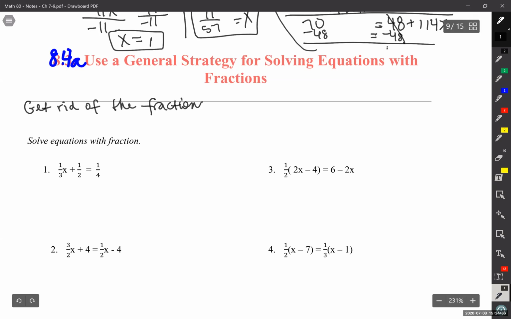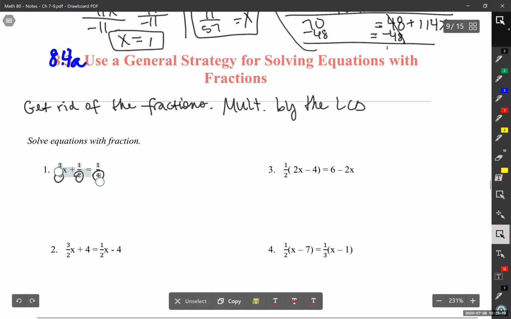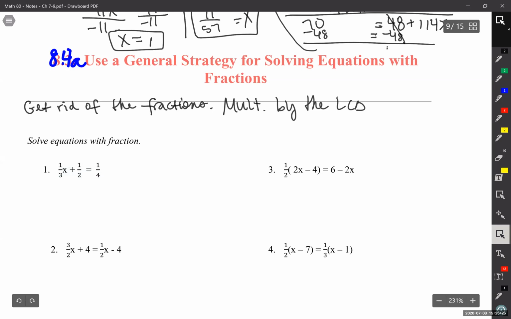And the way we want to do this is by multiplying by the LCD. Okay, so looking at this first problem, I have a 3, a 4, and a 2 as my denominators. And so I want to find the LCD of those three numbers. Oops. So I'm going to do that. What am I doing? I'm trying to erase all this. Okay, yeah, perfect. And so a 3, a 2, and a 4 will all get canceled out if I multiply everything by 12.